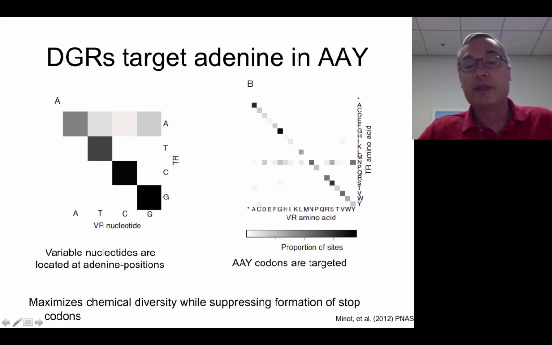The reason that makes perfect sense is that if you mutate an A in AAY, you can go to any of the other amino acid side chain chemistries, positively charged, negatively charged, bulky hydrophobic, hydrophilic, but you can't get to a stop codon in a single step. So it makes perfect sense that this would be targeted if you're trying to make a protein with changed binding properties, but not killing off the protein by introducing a stop codon.